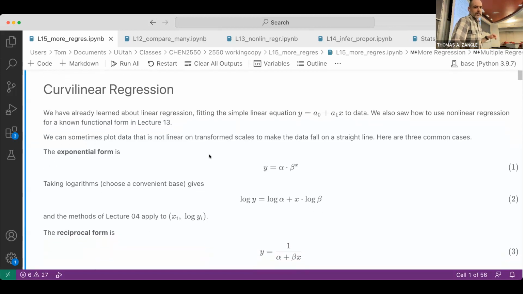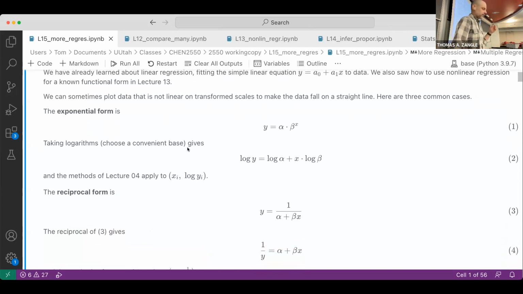So this is the idea of curvilinear regression. In linear regression, we're fitting the model y = a0 + a1x to our data. On occasion, we'll end up with data that we can transform into a form that we can then fit with just a line. An example would be exponential. If we believe that y = alpha times beta to the x, then if we take the logarithm of this, we end up with equation 2.